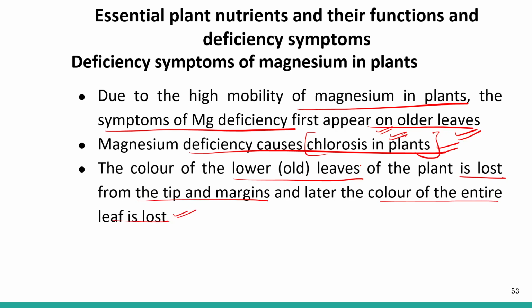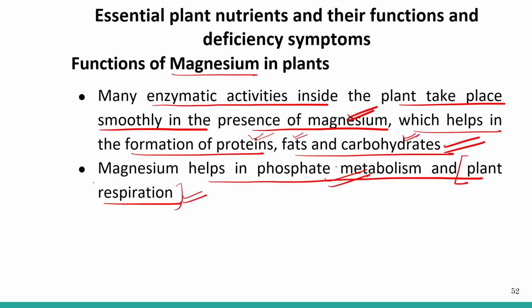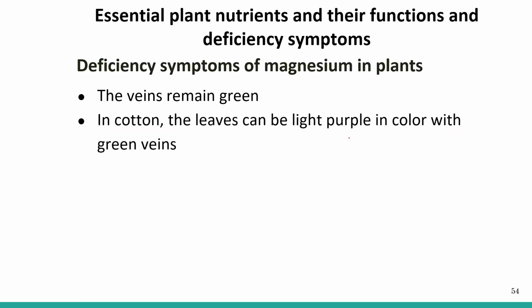So earlier the loss of the green color starts from the tip and margin, and later increases to the main lamina part, until the entire leaf color is lost. But it starts from the tip and margin of the leaf. Okay, so this is also one of the very important points. This chlorosis is also very important. Veins remain green in this particular deficiency. The veins of the leaves remain green if there is a deficiency of magnesium.